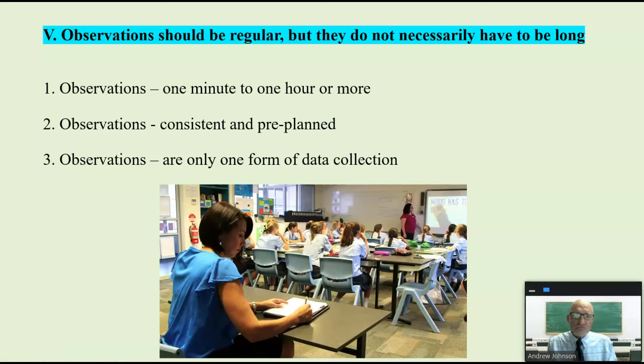Observations should be regular. They don't have to be long. A common form of observation is 1 minute. You observe and you write some notes and you put those notes in a folder. Some are more formal than that, but observations must be consistent and pre-planned. They don't have to be long, but they do have to be consistent and have some sort of pre-planned schedule. And observations are only one form of data collection. We'll be looking at some different methods of data collection that you can use.